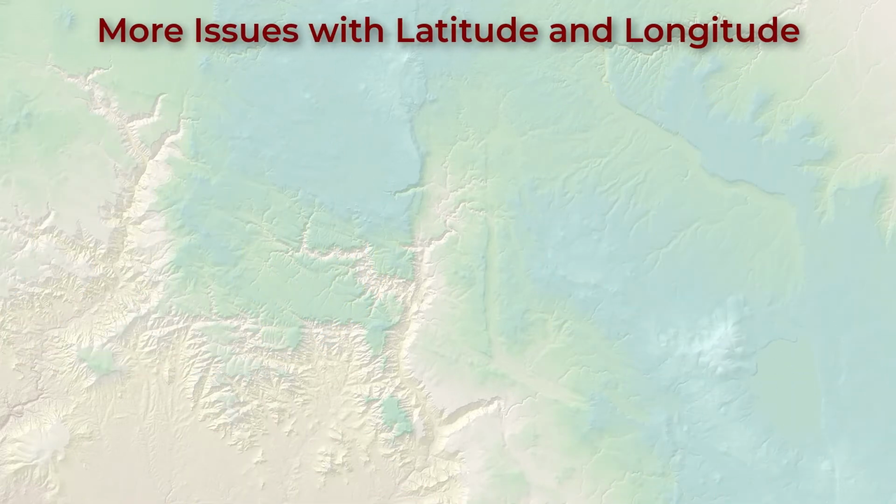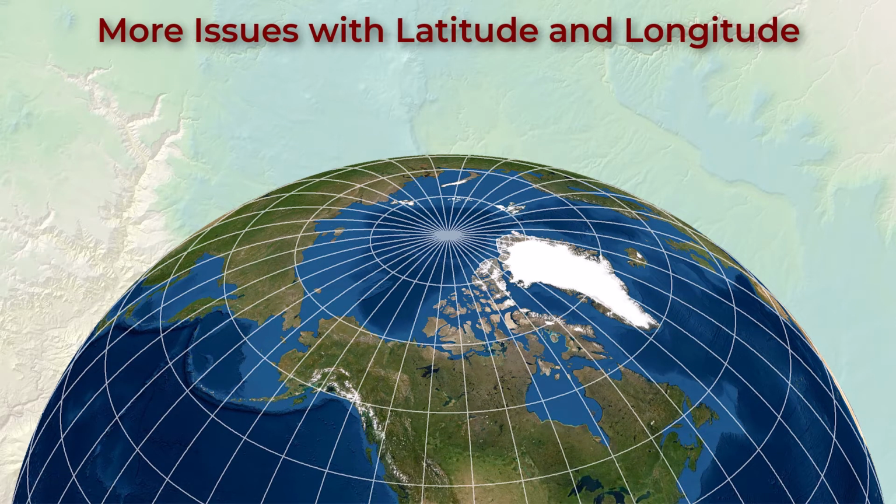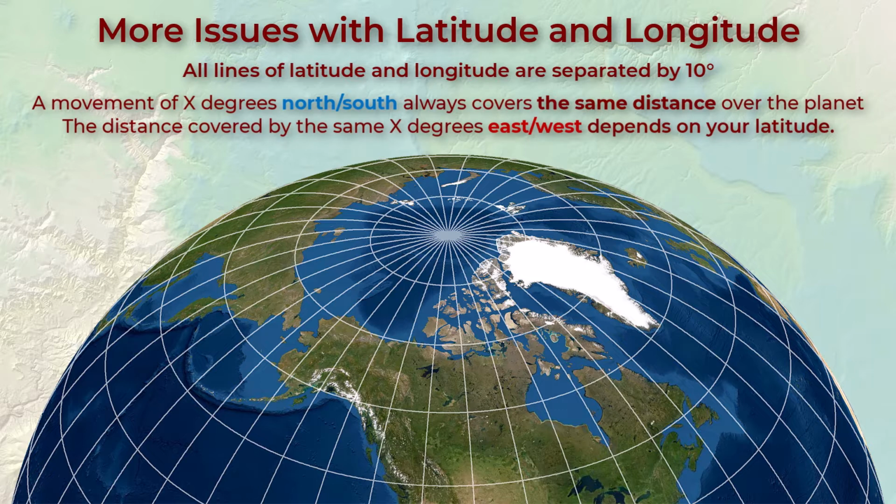Now, there's other issues with latitude and longitude that make them difficult to work with. Take a look at this image. All the lines of latitude and longitude are separated by 10 degrees. But notice that if you travel 10 degrees along a line of longitude, you always go the same distance on the surface of the planet. However, if you follow a line of latitude and you go 10 degrees, the distance you actually travel depends on what line of latitude you're at. You travel farther if you're closer to the equator. As you get closer to the poles, though, the distance you travel gets shorter and shorter.